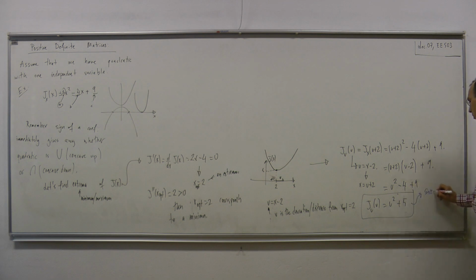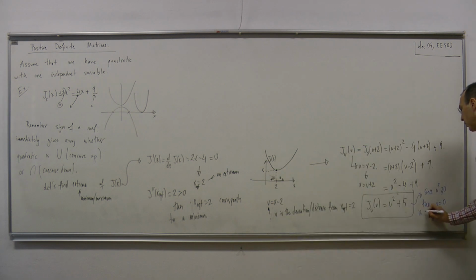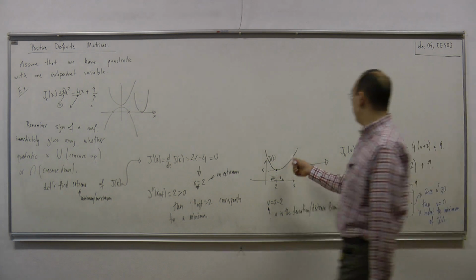But what I know is that from here, since u squared is always positive or greater than or equal to 0, then u is equal to 0. So when the deviation is equal to 0 is indeed the minimum of j of u. So when I'm deviating by 0 units, I get the value of 5, and if deviation is non-zero, as you see over here, then you get higher values.